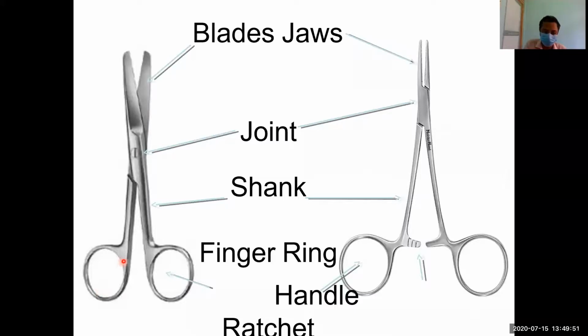Then after that we will have a shaft or body. So this is the shaft. Anything proximal to the joint and towards the finger bows is the shaft or the body. So there will be a pair of shafts, then there will be a joint, and anything beyond the joint is the blade of the instrument.